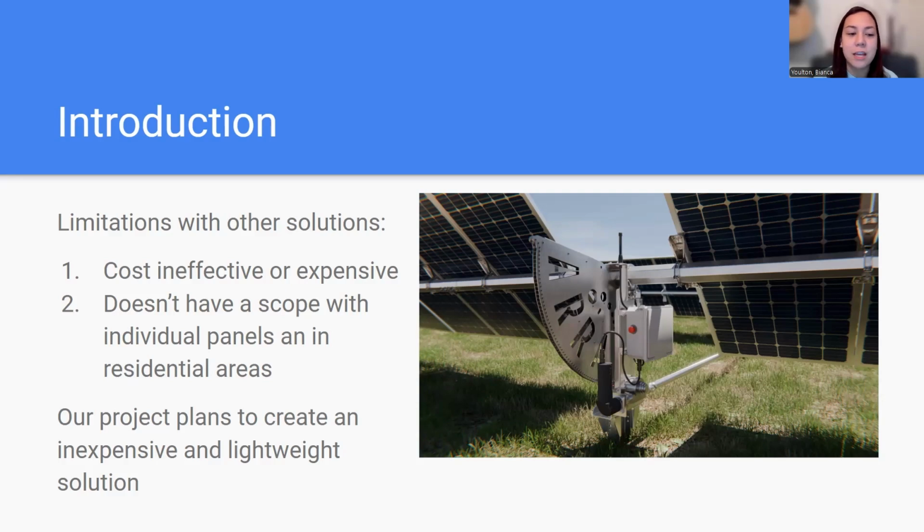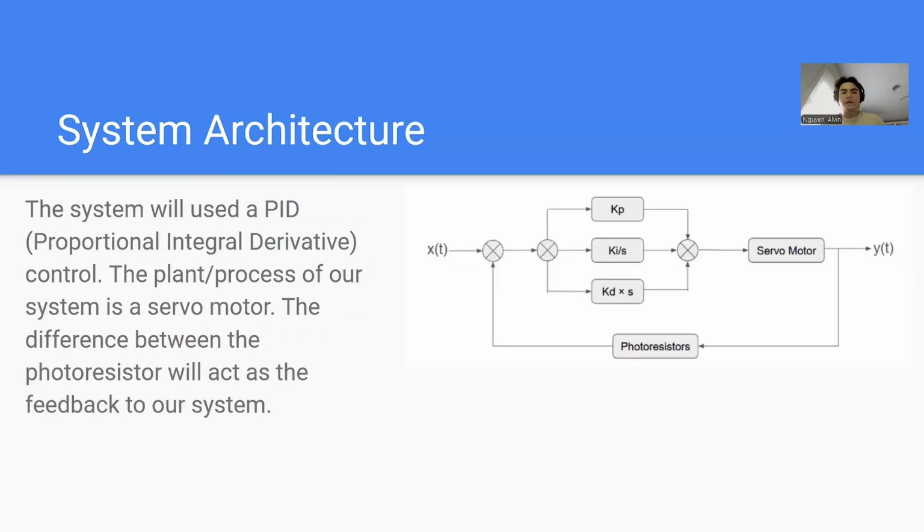Our plan is to create an inexpensive and lightweight solution. On the right is a simplification of our design. The key concept of this design is a PID controller that takes in the error between the desired photoresistance difference and the current photoresistance difference.